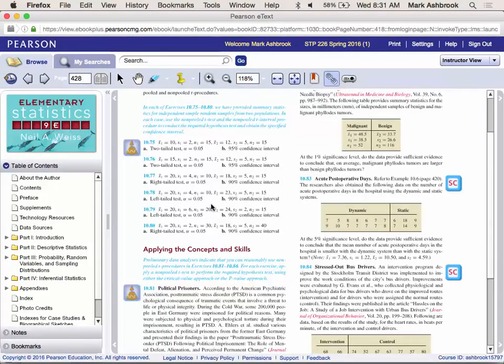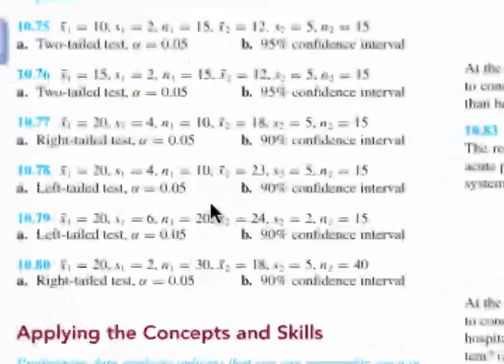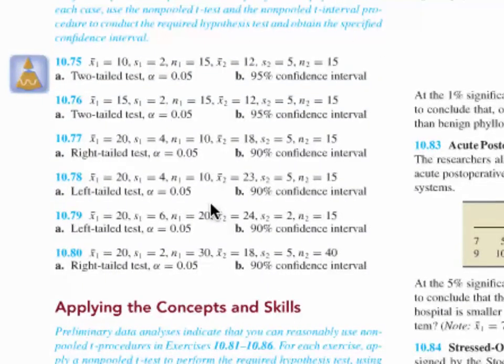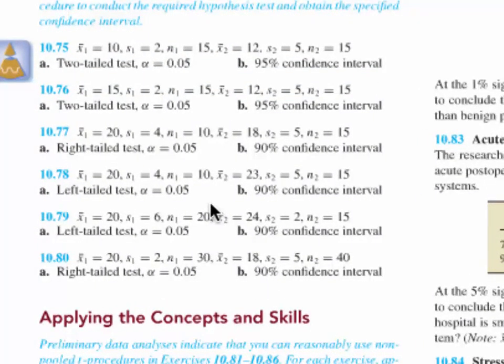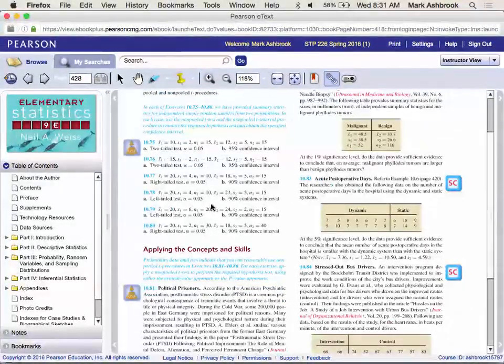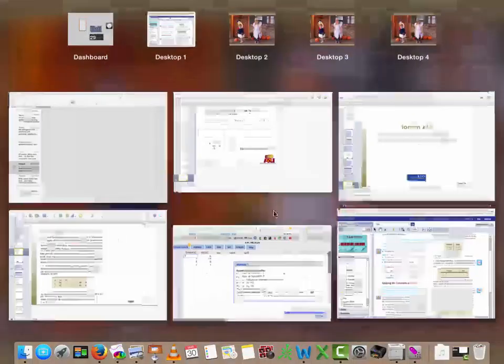Okay, let's do 1078. Oh, we never did the confidence interval. So let's go back to that last example and look at what a confidence interval would mean. Let's go back before you do a new problem for the sheet. So where were we?